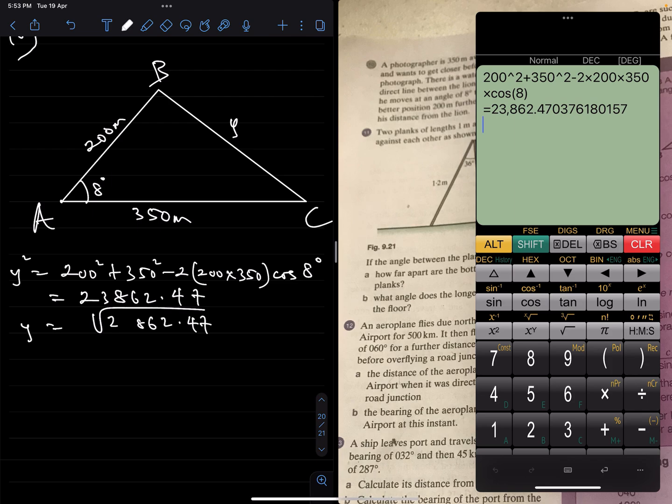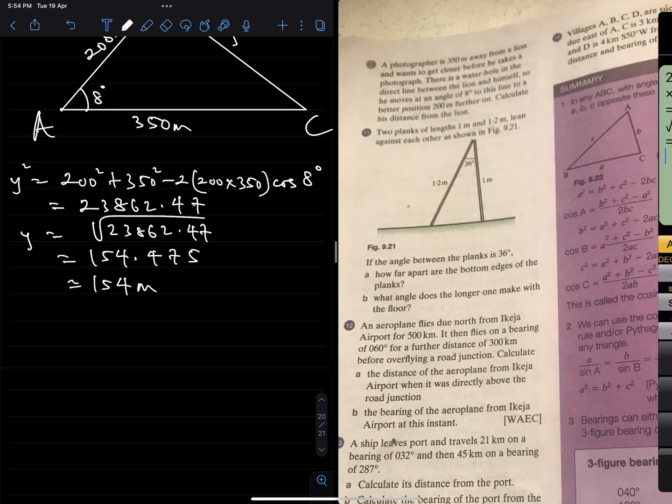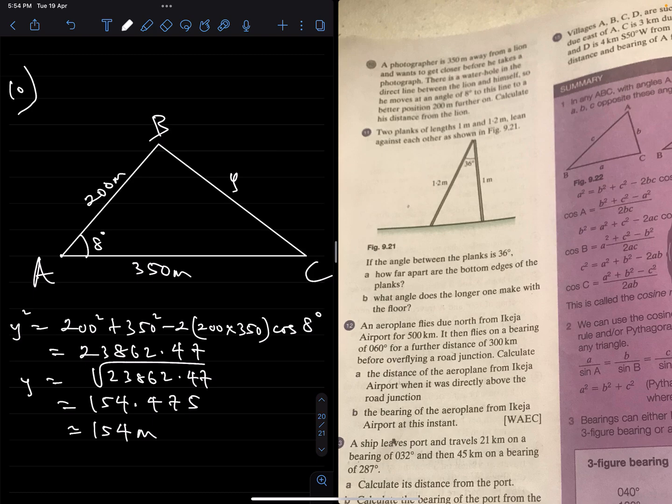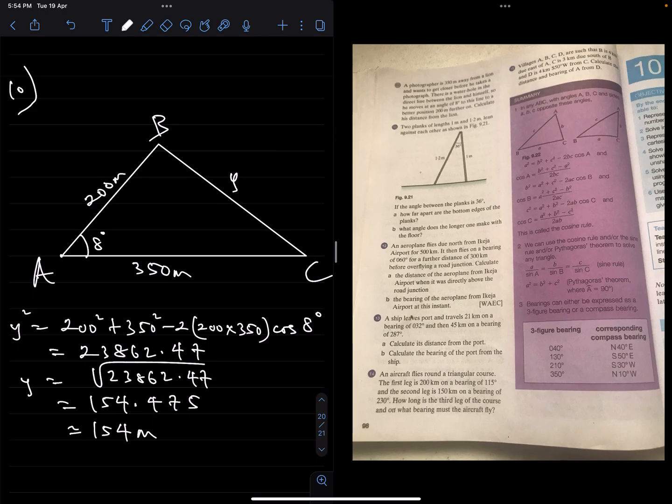So y is going to be the square root of 23,862.47. The square root of that answer is 154.475, and they said length should be given correct to 3 significant figures, and that's simply 154 meters. So that answers that very simply. Now I think we should pause there and then continue and come back in a bit.